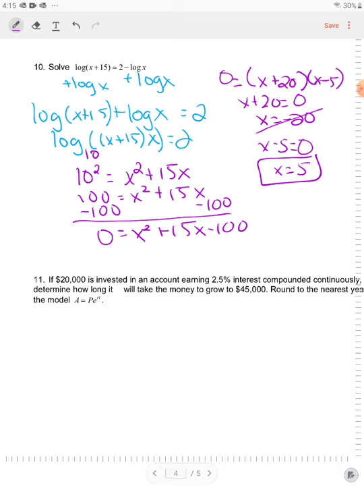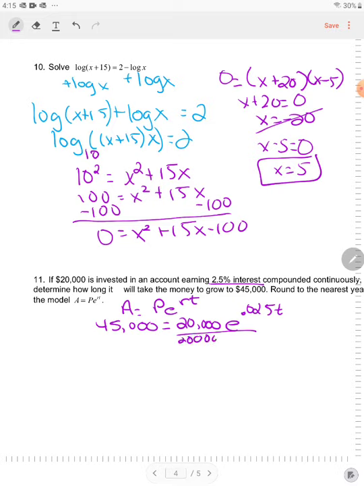right, number 11. If $20,000 is invested in an account earning 2.5% interest, compounding continuously, how long will it take for the money to grow to $45,000? So compounded interest continuously is A equals P e to the rt, where A is your final amount. So 45,000 is equal to 20,000 e to the interest. Remember, percent means out of 100, 0.025 t. So you're going to isolate your variable term, which is the e to the 0.025 t.